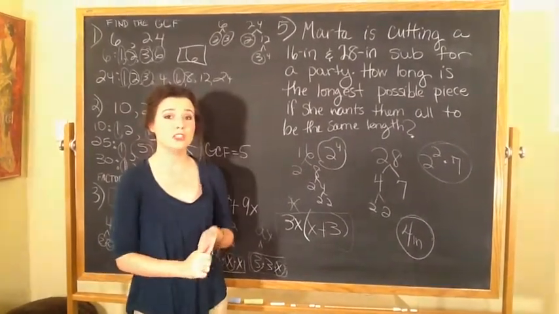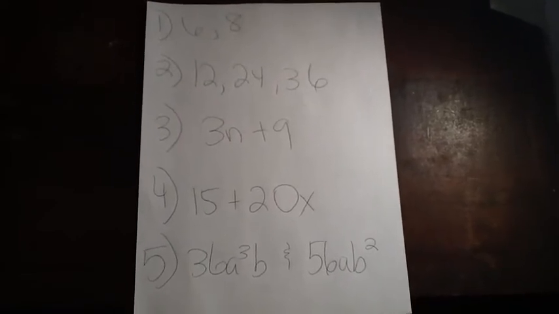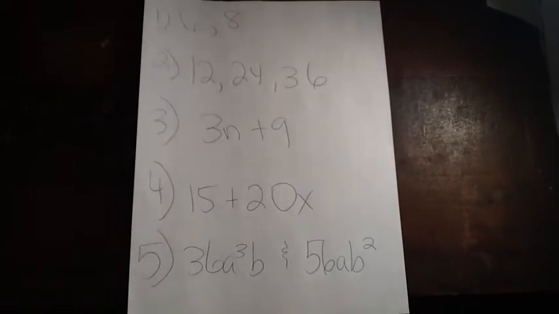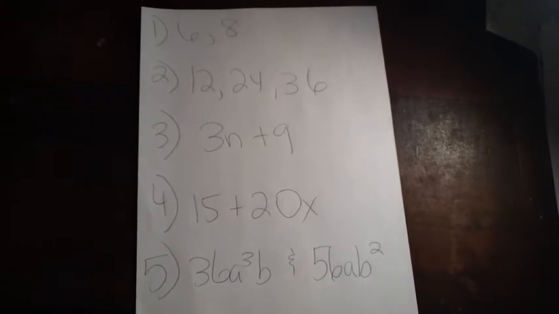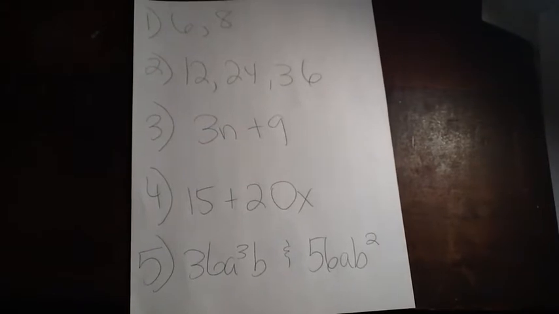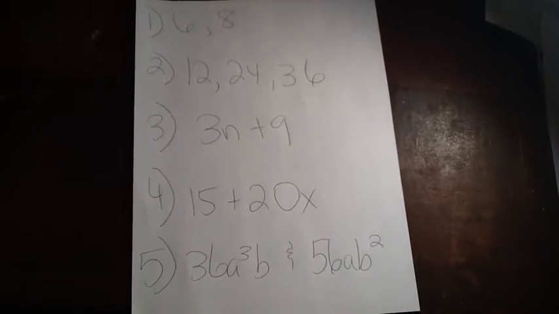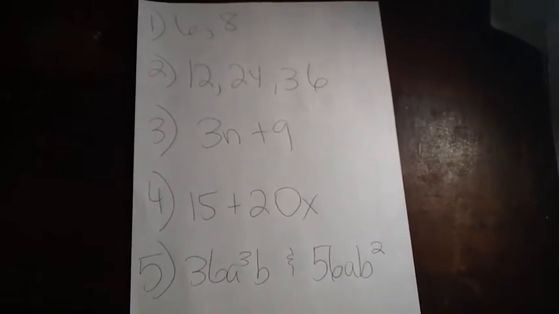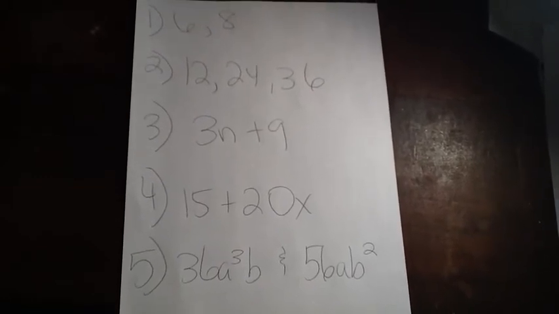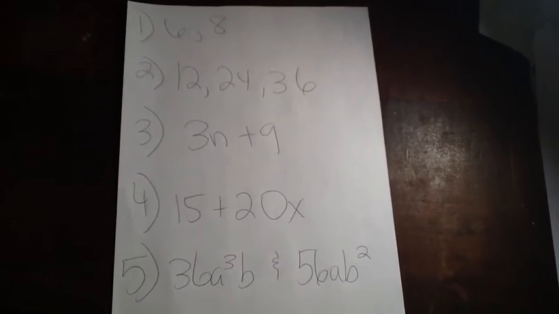Let's go ahead and look at a few on-your-own questions. You have several problems to do for me. Number 1, find the GCF between 6 and 8. Number 2, find the GCF between 12, 24, and 36. Number 3, factor out the greatest common factor between 3n and 9. Number 4, factor out the GCF between 15 and 20x. And then number 5, find the GCF between 36a cubed b and 56ab squared. Good luck. We'll see what you get tomorrow.